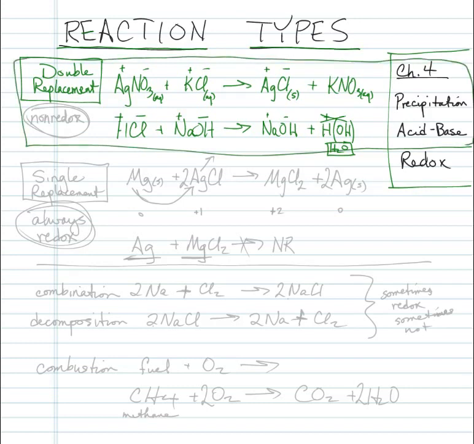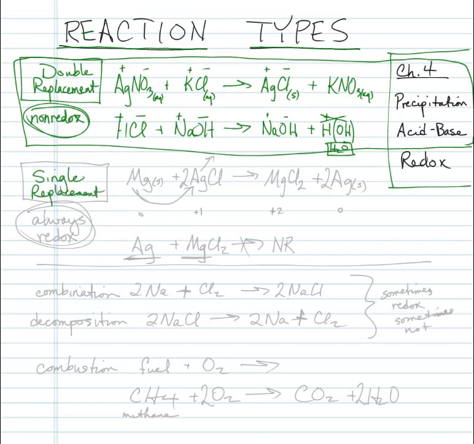One kind of neat thing to know is, since these guys are swapping partners and they're keeping their same identities on the other side, these are always non-redox reactions. And that's a nice thing, since that's going to be our next major category from Chapter 4 that we have to deal with. Double replacements are always non-redox. Well, if we have a double replacement, we probably have a single replacement as well. So let's move on to that quickly.